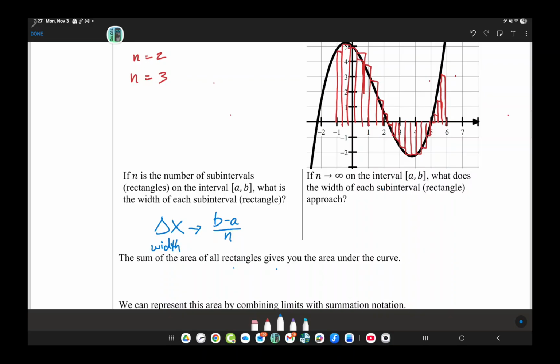Now, if n approaches infinity, on the interval from A to B, what does the width of each subinterval rectangle approach? Well, what happens if we have the limit as n goes to infinity of b minus a over n, your width? What happens when you have infinity in the denominator? It goes to what? Yeah, 0. So width approaches 0.